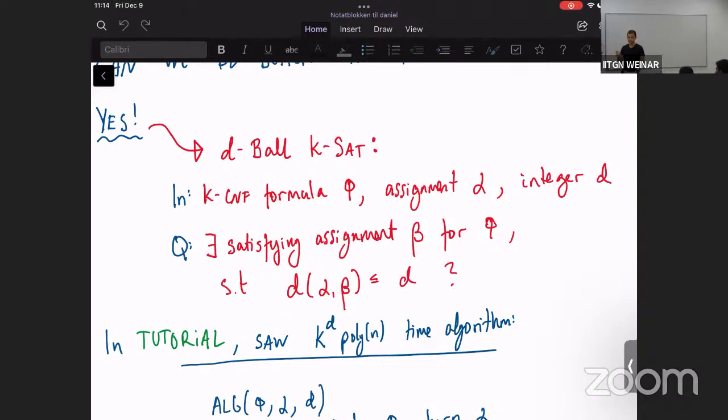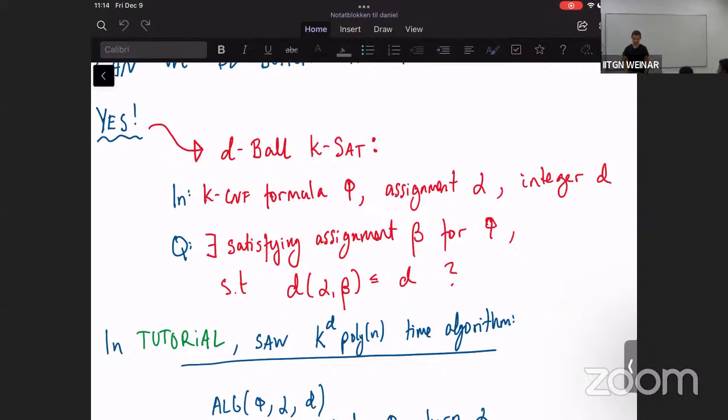Now, of course, if the assignment I already gave you is satisfying, then the answer is yes. You can just output it. Otherwise, you now need to search in the d-ball around the assignment that you have been given, and you're asked to get an algorithm with running time k to the power d.